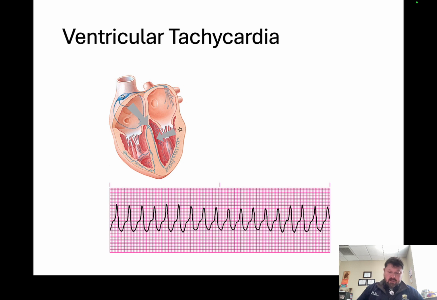So looking at this rhythm, it's very possible that the ectopic area originated here, and it's most likely a re-entry mechanism that's causing this ventricular tachycardia to occur. My rate is around 180. I have no visible P waves, no PRI, but I've got a QRS that's greater than 0.12. So since I've got a wide QRS and a rate greater than 100, this is VTAC.